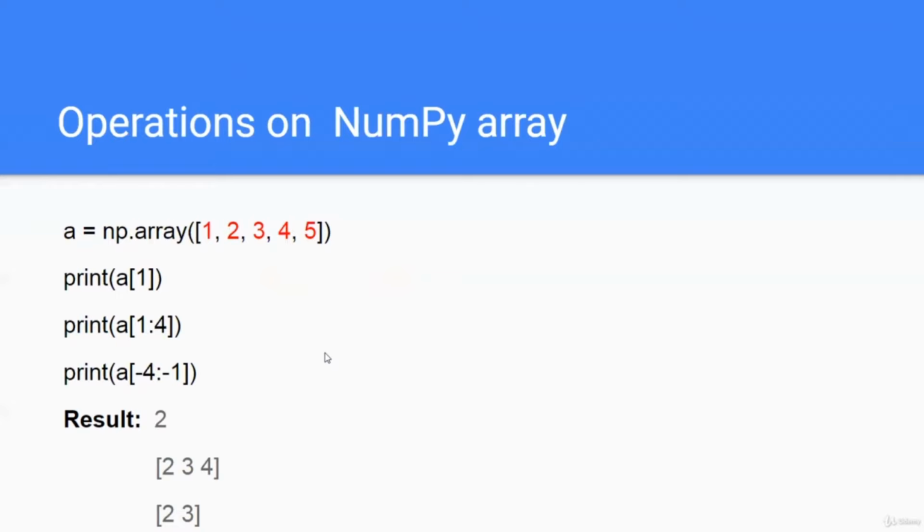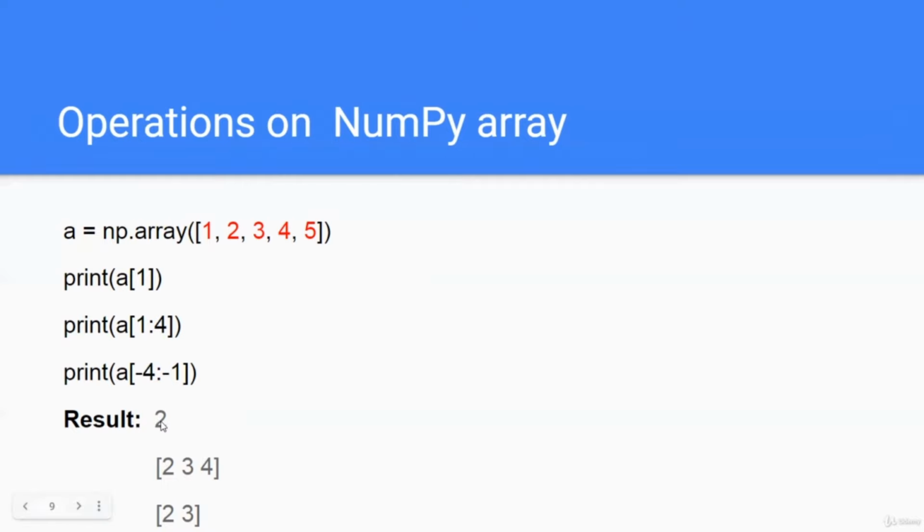Next, you can perform various operations on NumPy arrays. Here we have created an array A using the np.array command. If you want to see the first element, that is the value present at a of 0. So a of 0 is 1, a of 1 is 2. So if you print a of 1, the outcome of this statement will be 2.